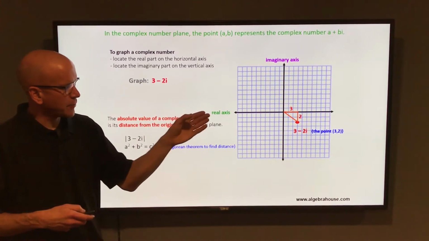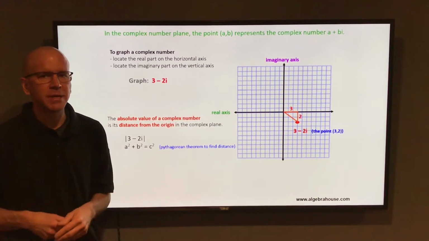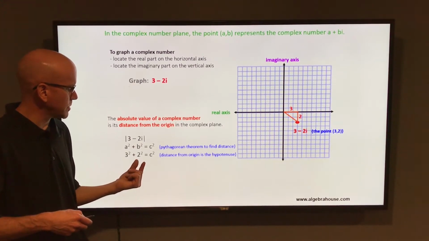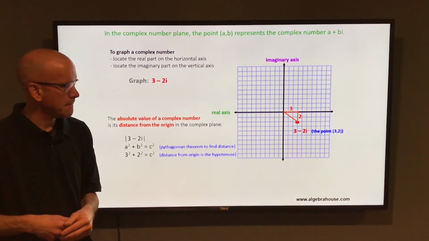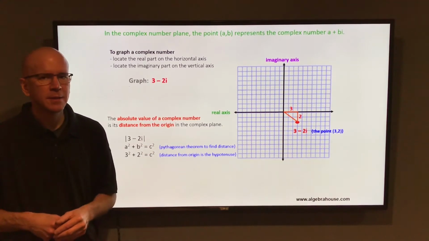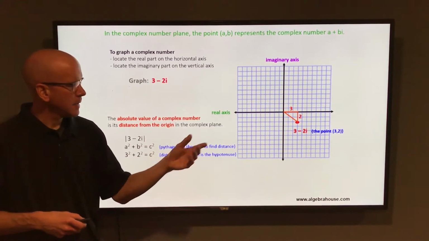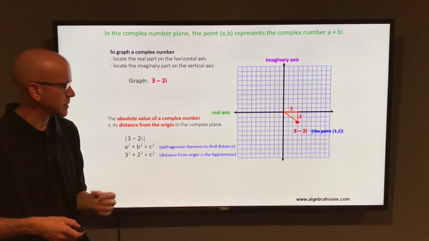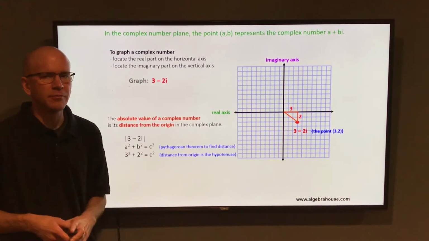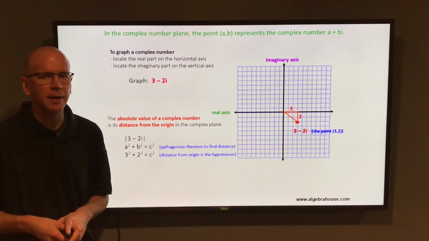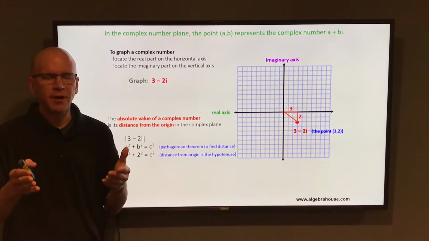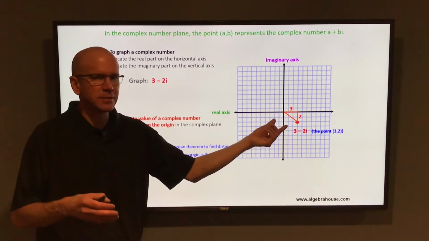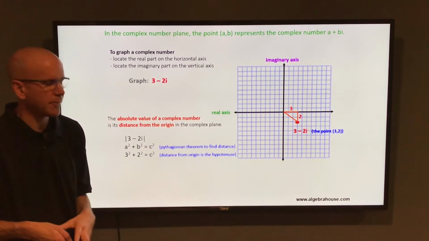So with legs of 3 and 2, remember the Pythagorean Theorem is a squared plus b squared equals c squared. We're going to take 3 squared plus 2 squared equals c squared, where 3 and 2 are the legs of that right triangle, and the hypotenuse is the distance from the origin. We're finding the hypotenuse, which is really finding the absolute value of 3 minus 2i. In real numbers, absolute value is the distance away from 0, and with complex numbers, it's the distance away from the origin if you're looking at it graphically.